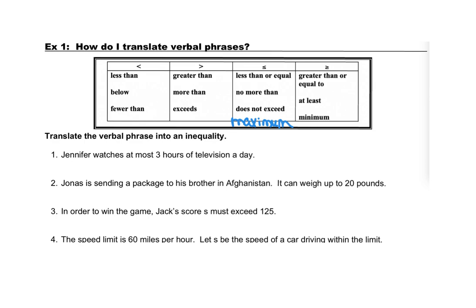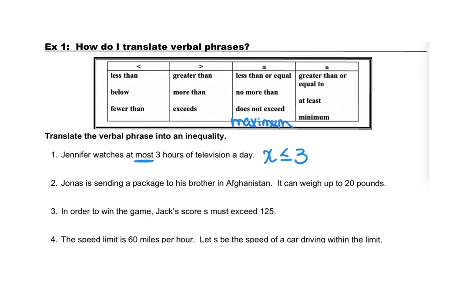So now let's translate the verbal phrase into an inequality. Number 1, Jennifer watches at most 3 hours of television a day. So at most. Let's let how much television Jennifer watches be represented with an X. And at most means that she could watch less than 3 hours, but she could also watch equal to 3, but she cannot have more than 3. So X is less than or equal to 3.